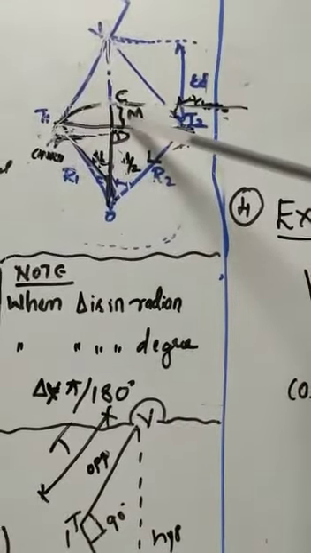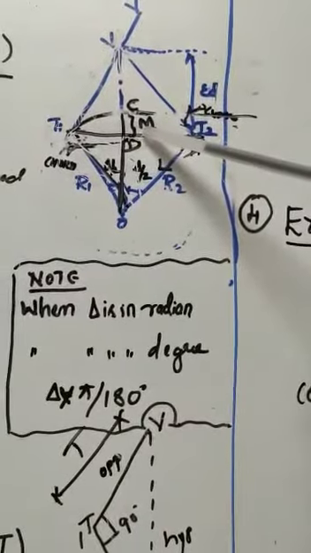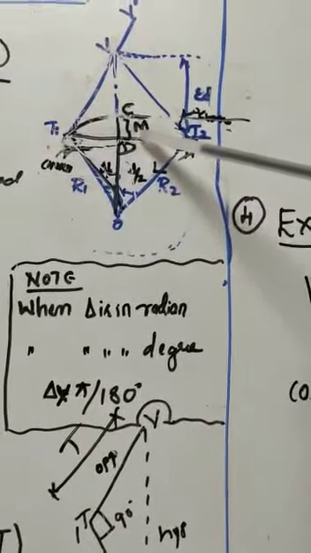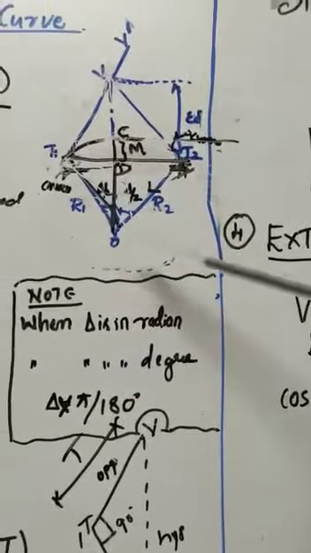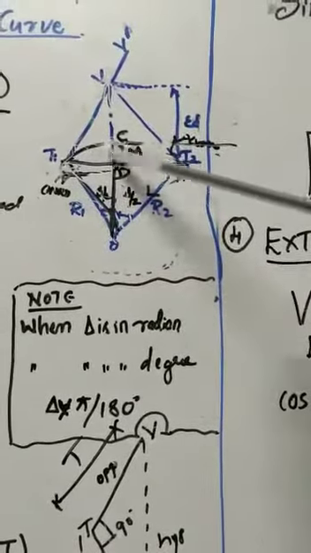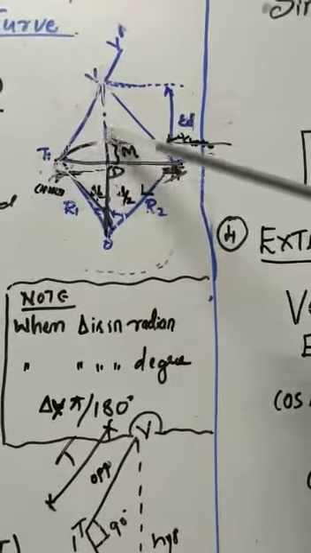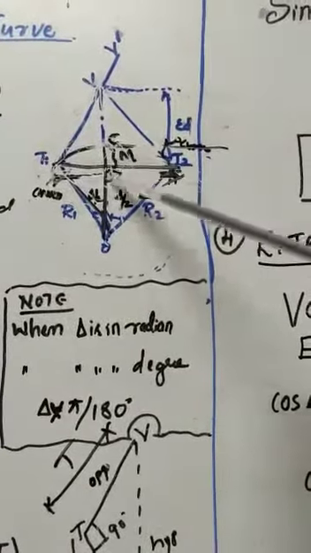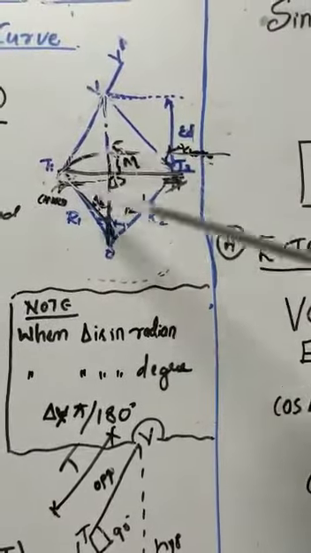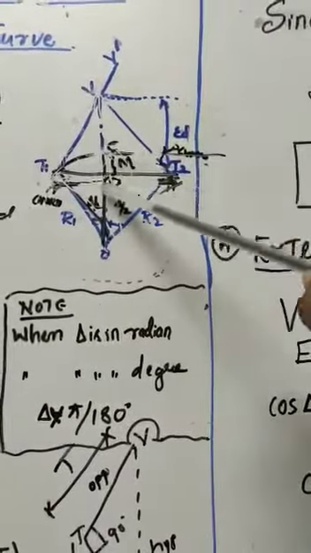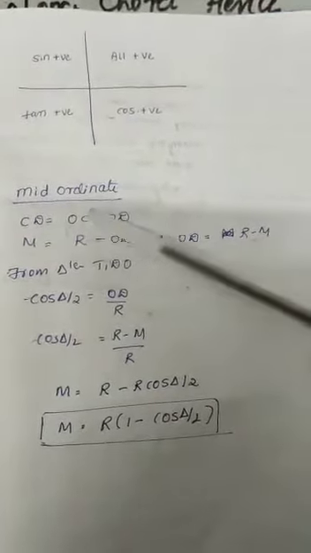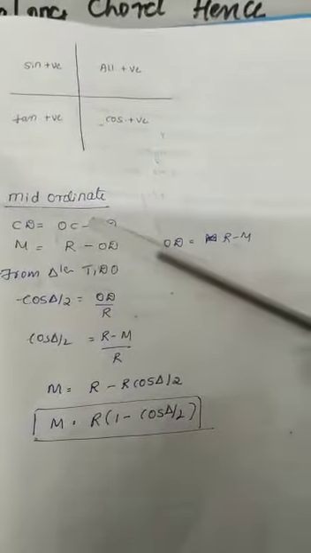So if you want CD, then how do you need to do it? You need to deduct OD from OC. That is, from OC, if you minus OD, you will get CD. That is what is written here. So if you want CD, you need to deduct OD from OC, so you will get CD. Where OC is your R.